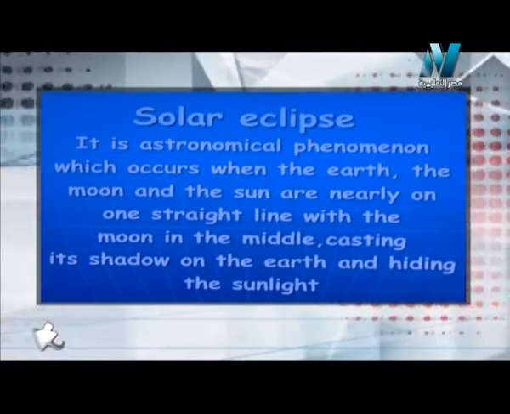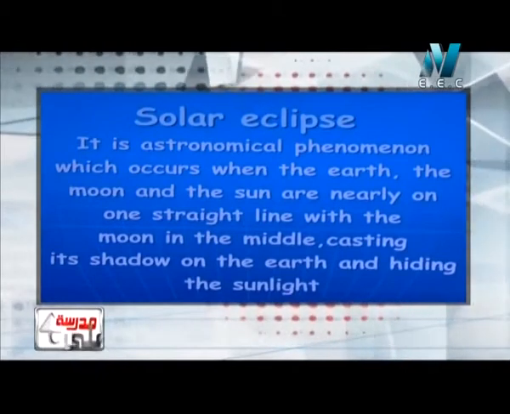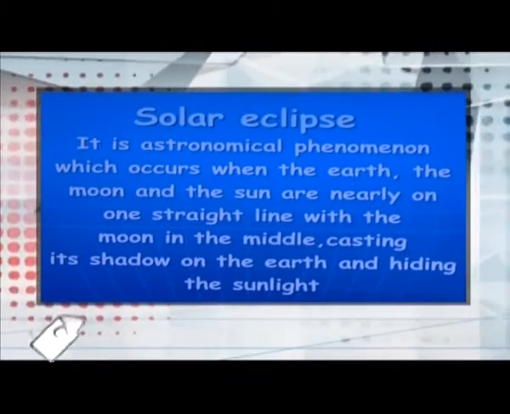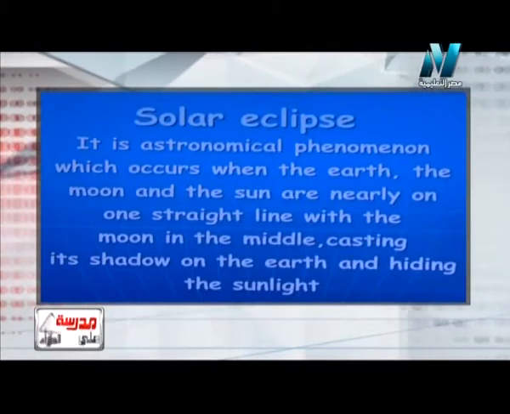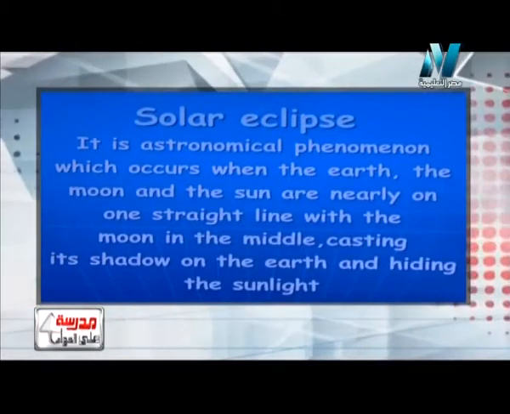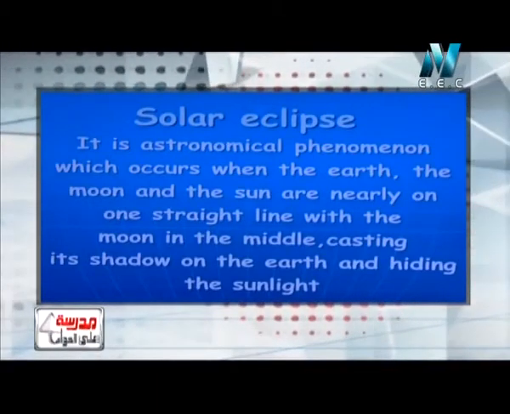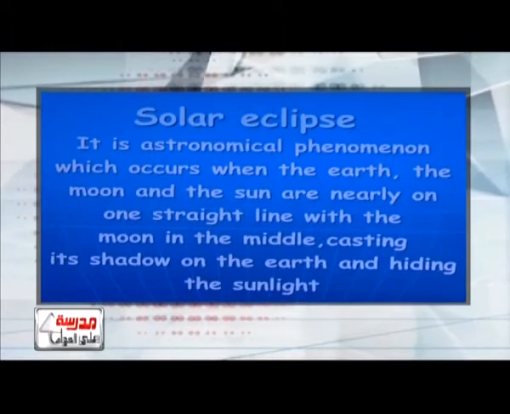So again, what's meant by solar eclipse? It's a very easy phenomena. It's an interesting phenomena which occurs with two conditions. بتحصل بشرطين. The first condition is that when the earth, the sun, the moon are all on a straight line, with the moon in the middle casting its shadow on the earth.